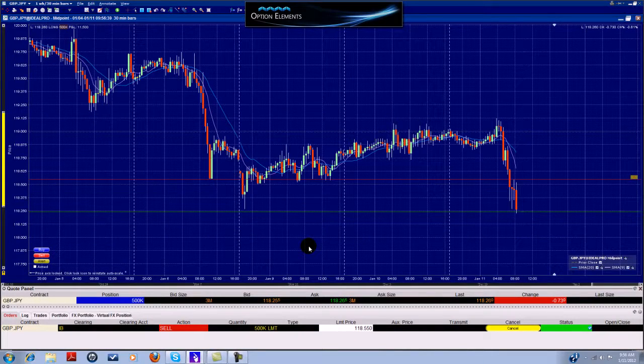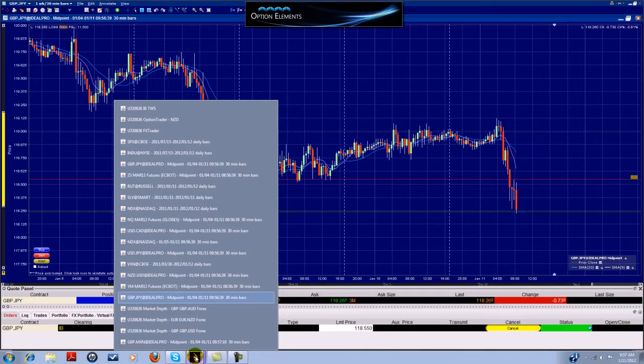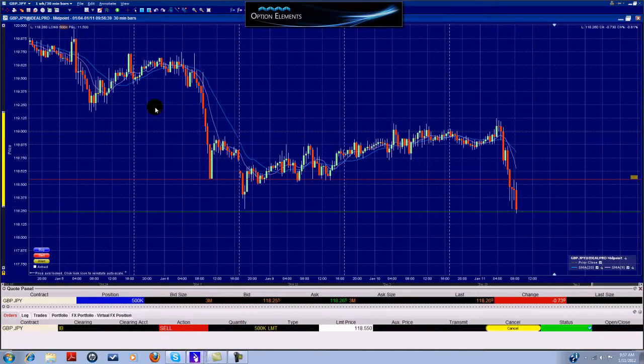Okay, it's just about 10 o'clock. We just got filled on our initial purchase for the British pound Japanese yen pair. You can see the green line right here. It represents our entry point where we're long. You can see we're long 500. We'll go to our trade log.